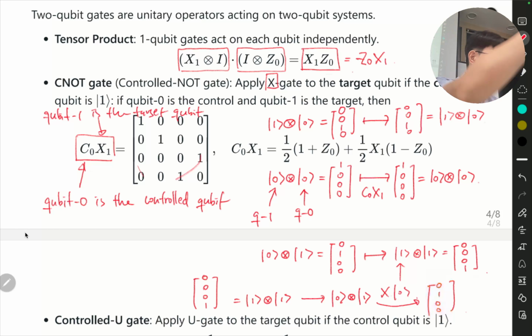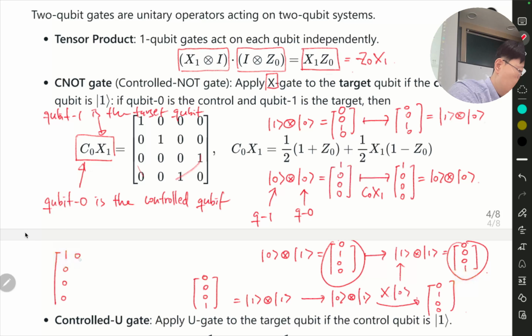Right? So now you have the action of your 2-qubit gate, C0X, on the 4 basis vectors of the 4-dimensional space. So 1, 0, 0, 0 goes to 1, 0, 0, 0. And then let's take this one: 0, 1, 0, 0 goes to 0, 0, 0, 1. And the third one maps to 0, 0, 1, 0.